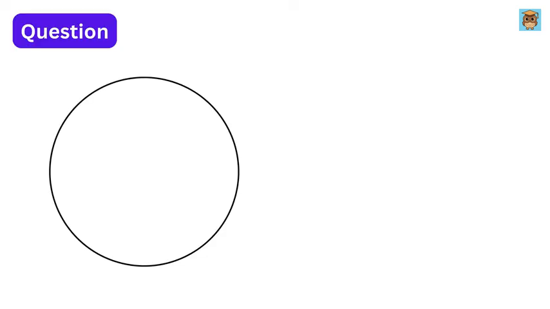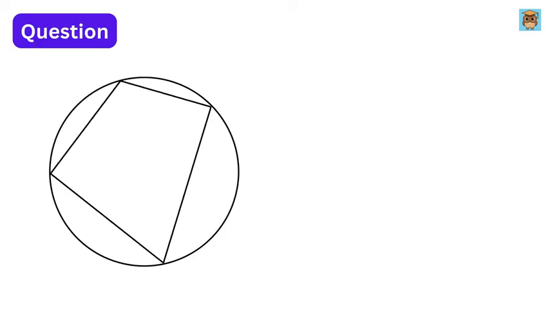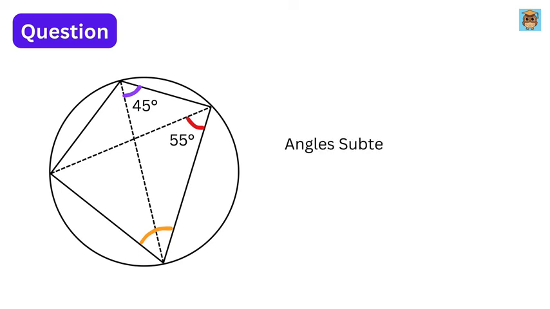Let us end this video with this question. Suppose this is a cyclic quadrilateral in which these are its diagonals. If this angle is 55 degrees and this angle is 45 degrees, then what will be the value of this angle? Okay, using our first theorem, we know that the angles subtended by the same arc are equal.